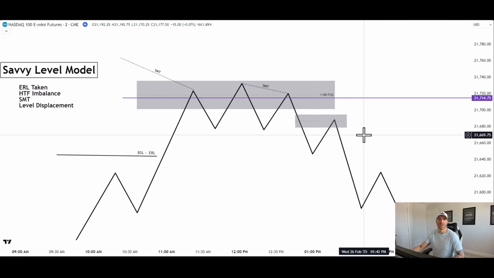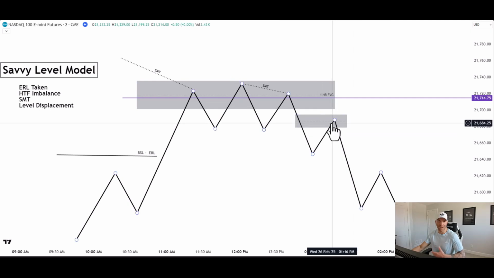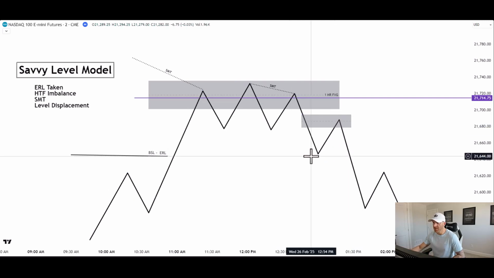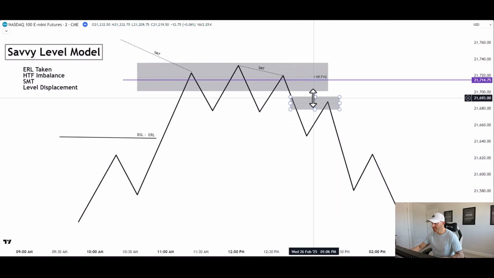But I like to take the 2-minute sell setup. That's just how I trade these levels, because I get a better entry and I don't have to wait for this ICT setup to happen. I have my sell setup after we've already had external range liquidity taken, high time frame imbalance, SMT, level displacement. That's when I enter. So that's basically the model right here, you guys.